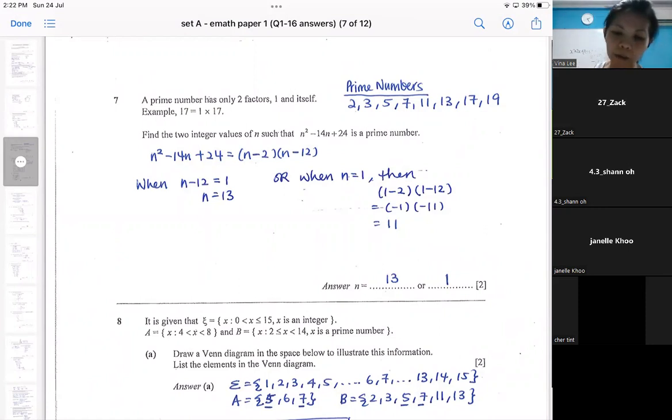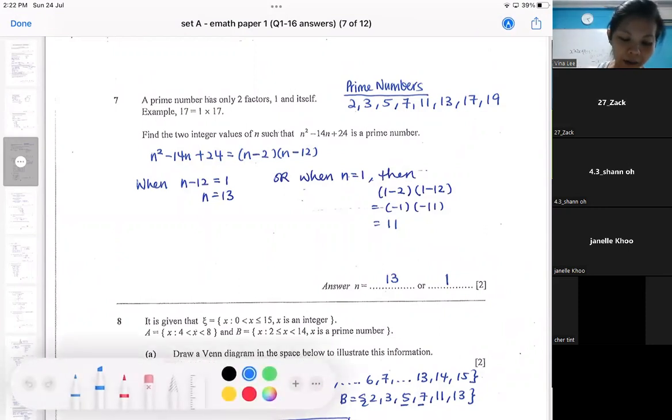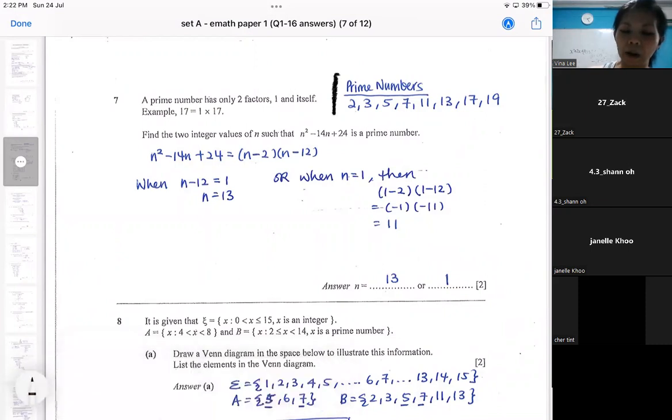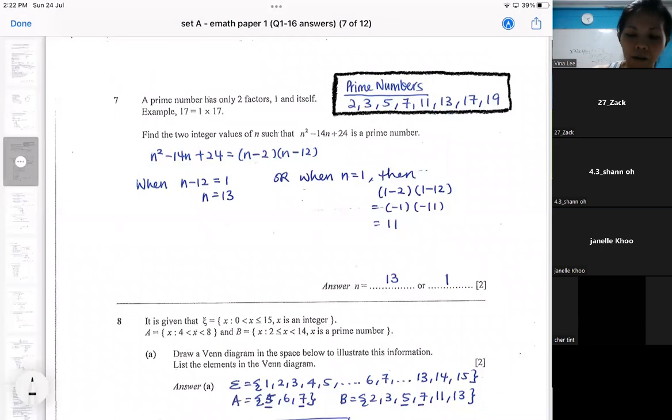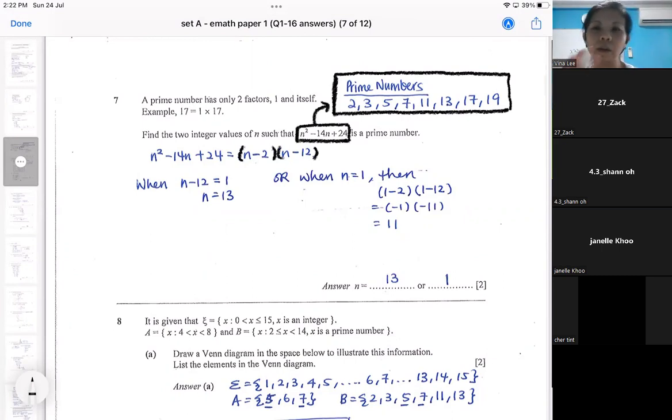For me, when I start doing this, I actually list out the prime numbers in my head first. And when I see that this is a quadratic expression, my idea is I should factorize it. After factorizing it, you must bear in mind the whole thing must be a prime number, not each of the brackets. So each of the brackets need not be a prime number. The final whole thing must be a prime number.